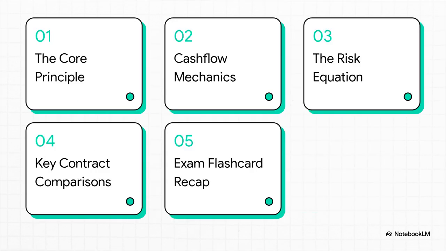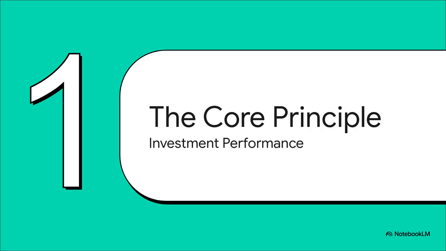So here's our game plan. We'll start with the core principle, then get into the cash flow mechanics. After that, we'll look at the risk equation, do some key contract comparisons, and finish up with a quick exam flashcard recap to make it all stick. Let's get to it. Okay, first up, the core principle.